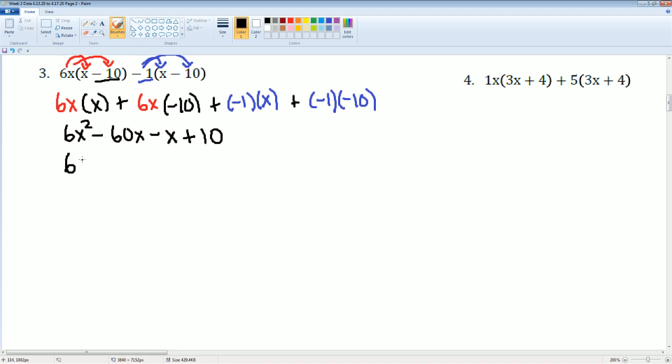Okay, there are some like terms you can combine. The negative 60x and the negative x. Please understand that there's a 1 in here. Okay, so negative 60 and negative 1. So a negative with another negative, you're adding these two together. Okay, becomes negative 61x. All right, plus 10.